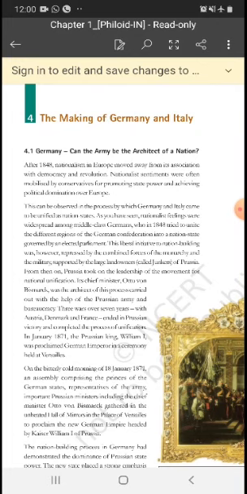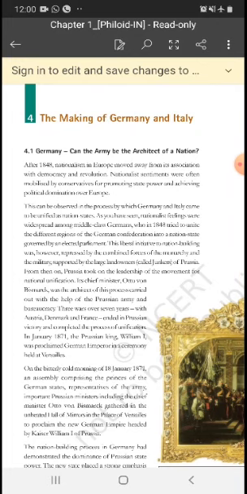Prussia took over the leadership of the movement for national unification. The architect of this process was its chief minister, Otto von Bismarck, carried out with the help of the Prussian army and the bureaucracy. In January 1871, the Prussian king William I was proclaimed German emperor.